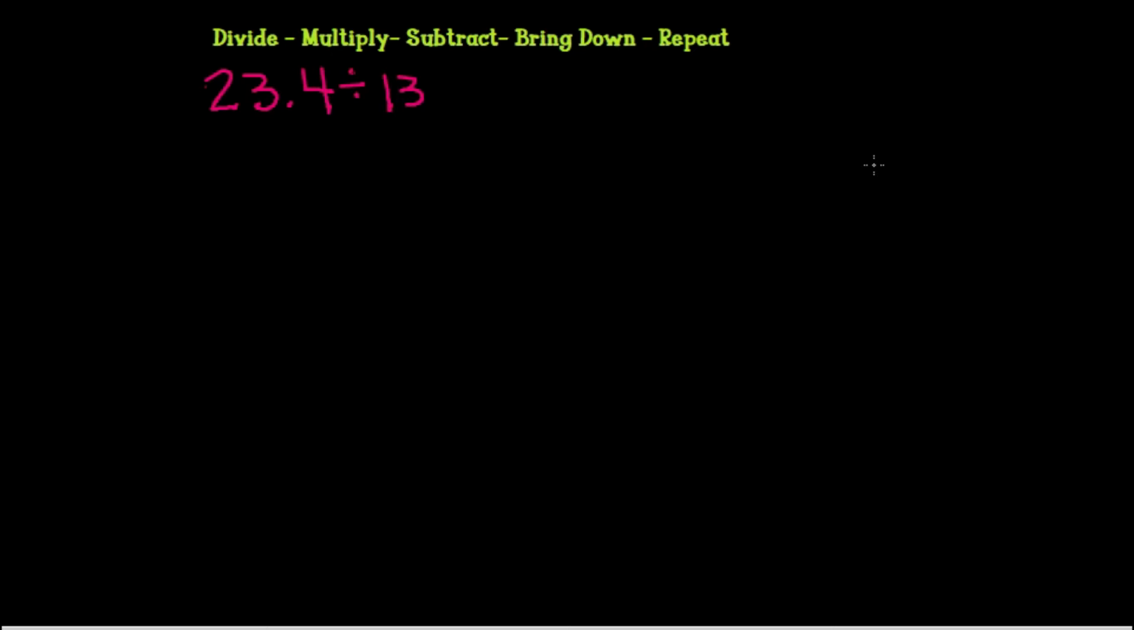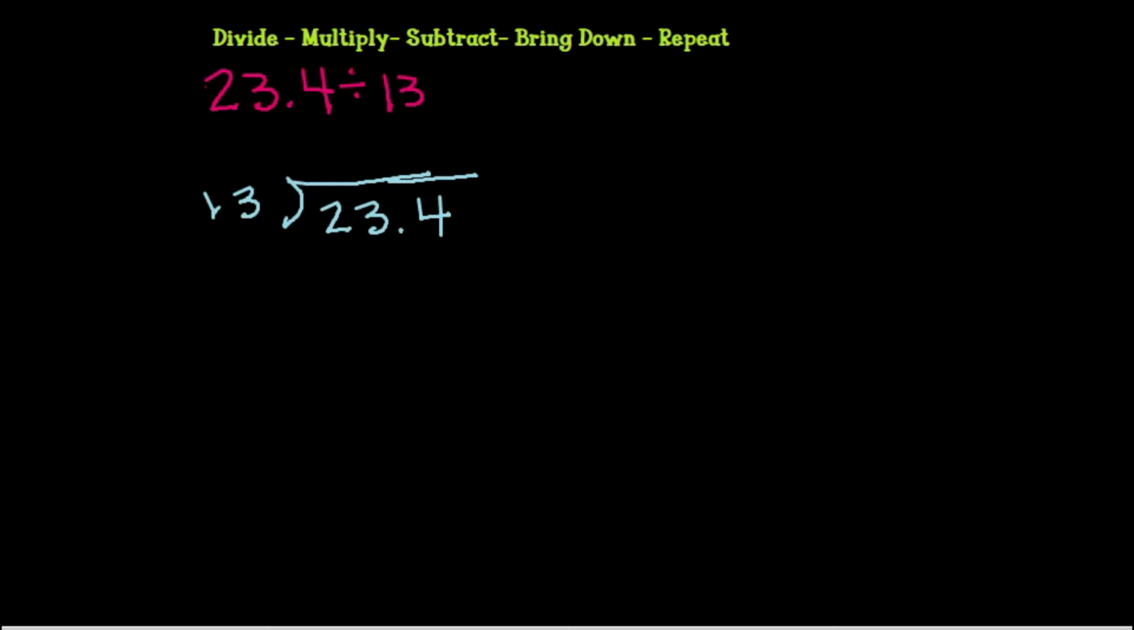So double digits. Let's start with 23 and 4/10 divided by 13. We're going to rewrite this. We want to work our long division process, and 23 and 4/10 is our dividend. So this number comes inside or underneath the division bar. 13 is our divisor, and it goes out here.